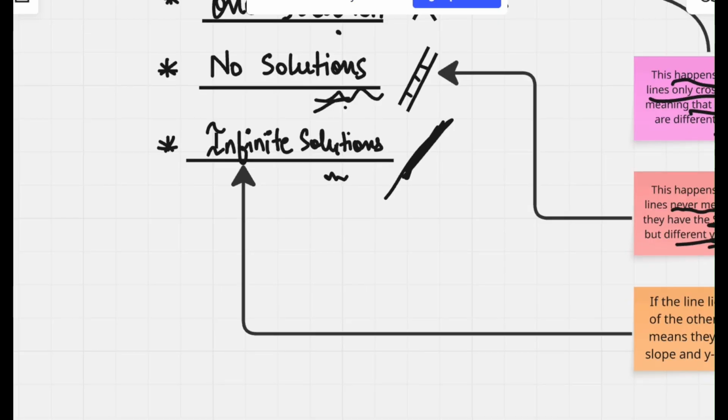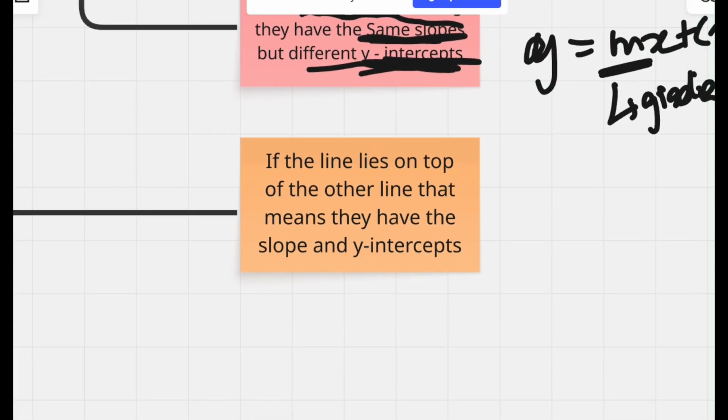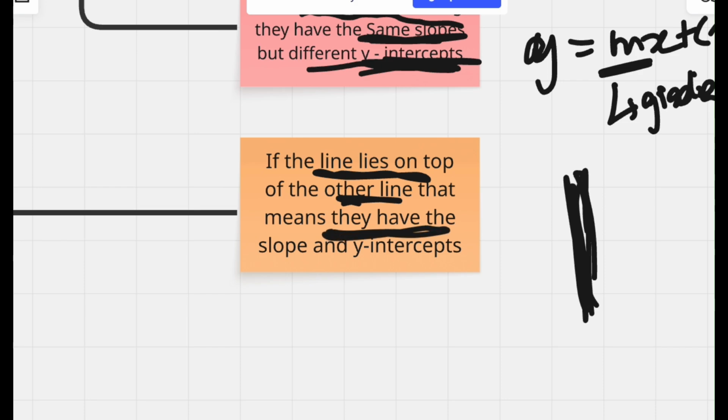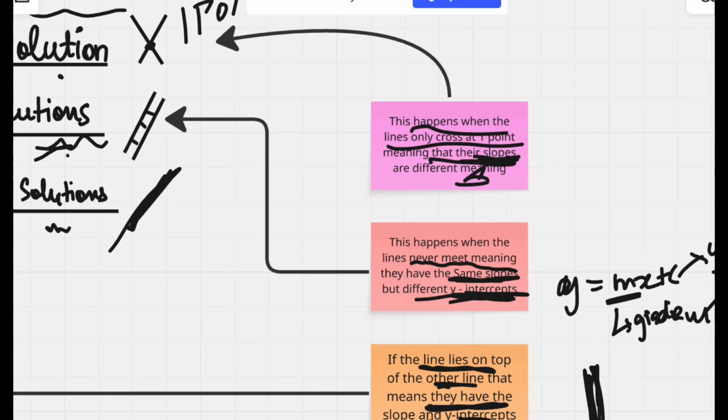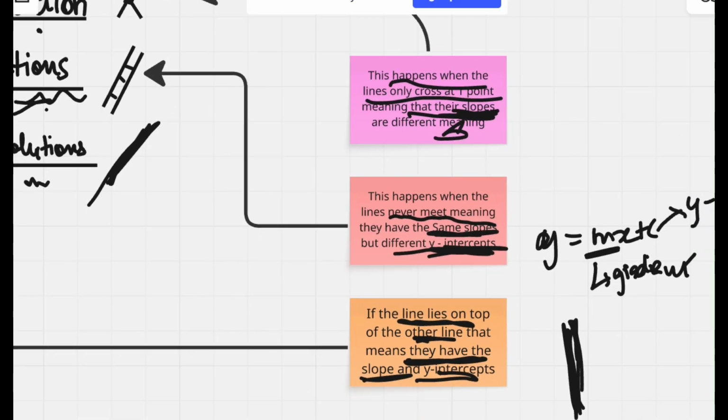And when do we have an infinite amount of solutions? If a line lies on top of another line, like I have this line and the other line just lies on top of it, that means that they have the same slope and y-intercept. And this is probably the fastest way to tell how many solutions a linear system has, as we can just look at the slope and compare the slopes.